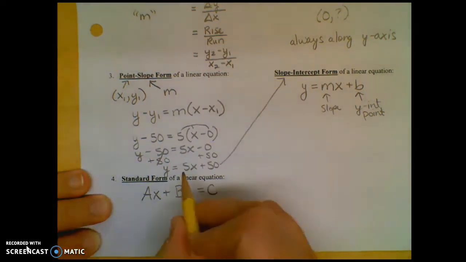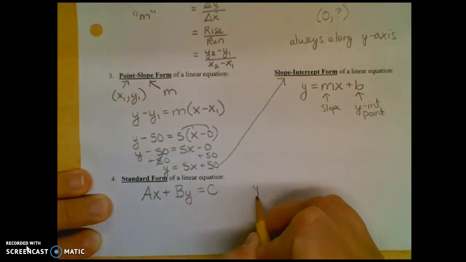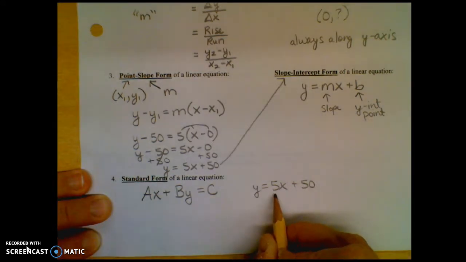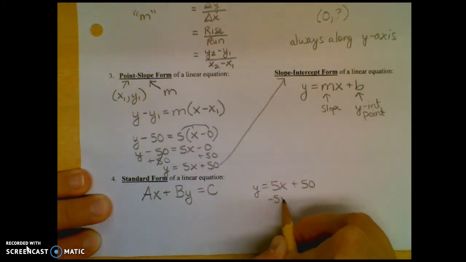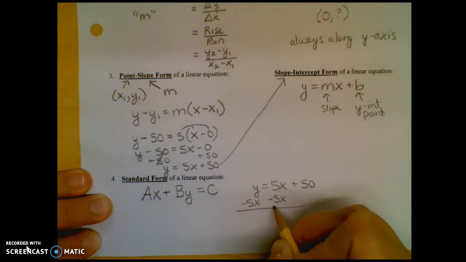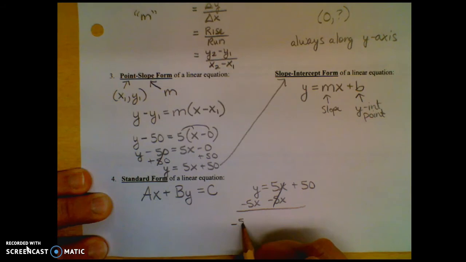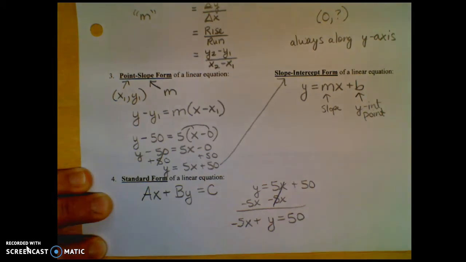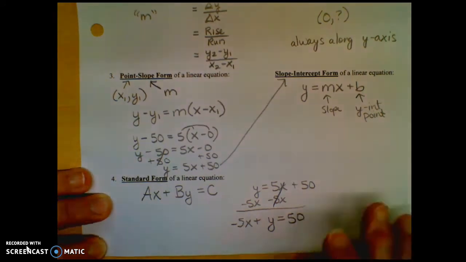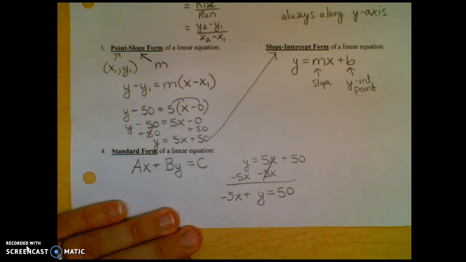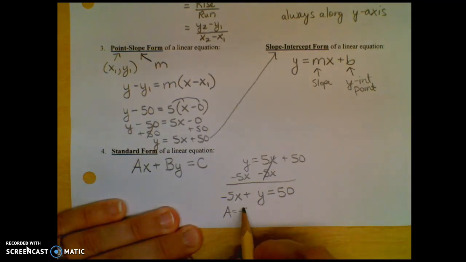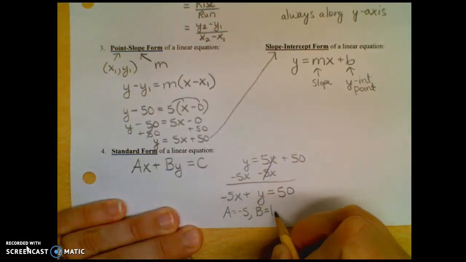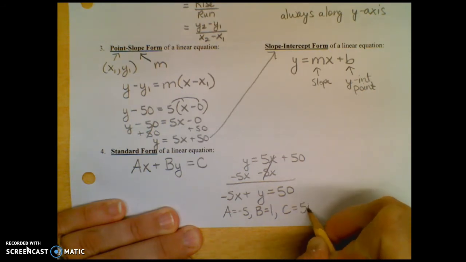So let's see, in our case right here we have y equals 5x plus 50. If we take this 5x and we subtract it on both sides so that we move it to the left side of the equal sign, we would get negative 5x plus y equals 50. This is standard form. Okay, so we have three integers here. Our a value would be negative 5. The b value would be our invisible 1 right here. And our c value would equal 50, which is over here.